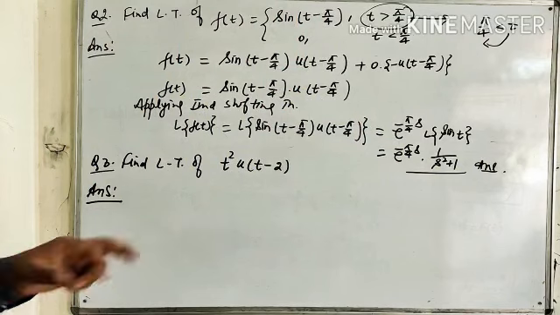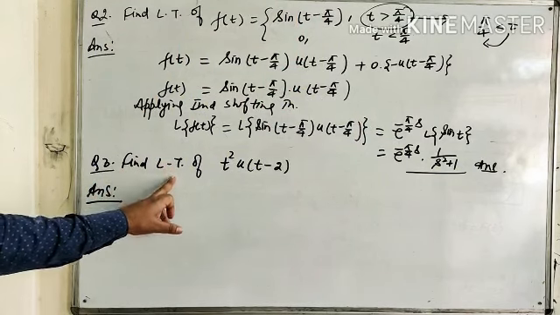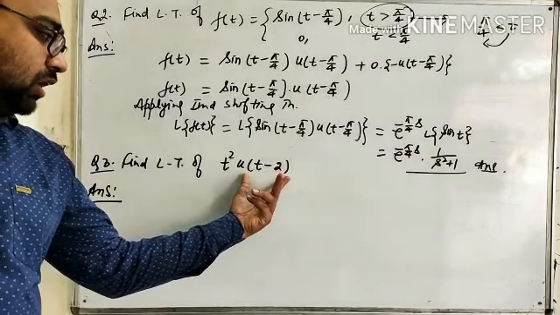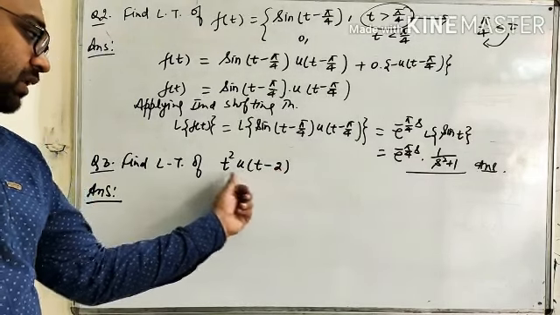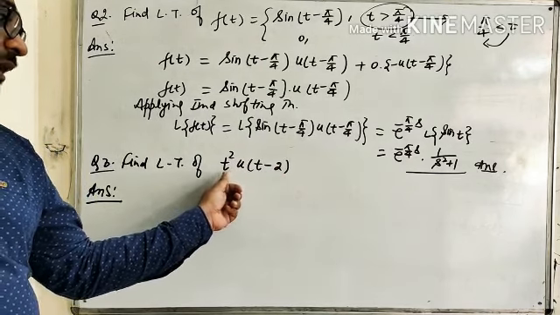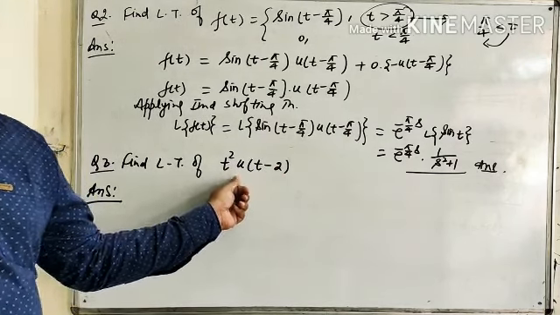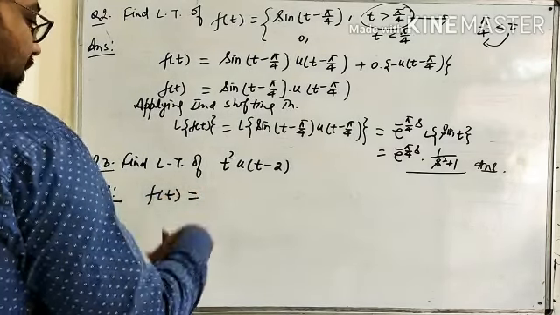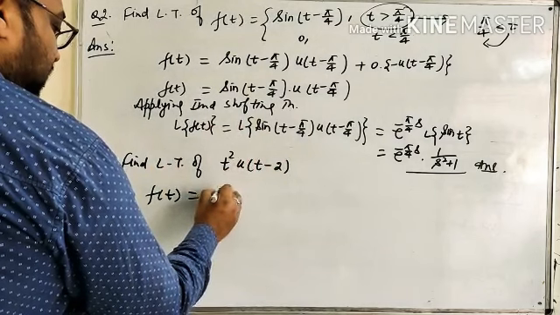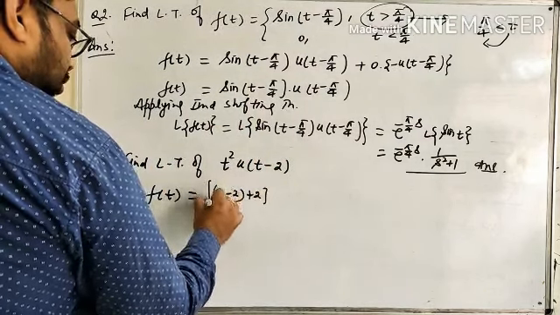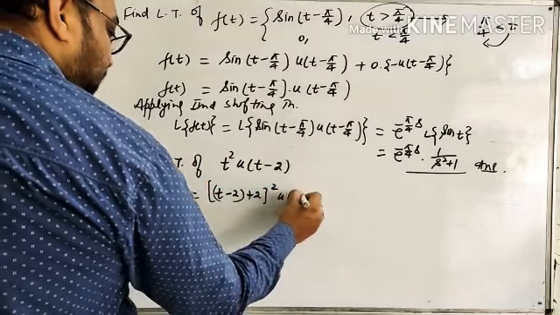Now another problem is written here. Question number 3. Find the Laplace transformation of t square u(t minus 2). Here u(t minus 2) is already given, but the function is not in the appropriate form. We have to convert it into the form of t minus 2. So first we make the problem appropriate: we can write it as (t minus 2 plus 2) whole square u(t minus 2).